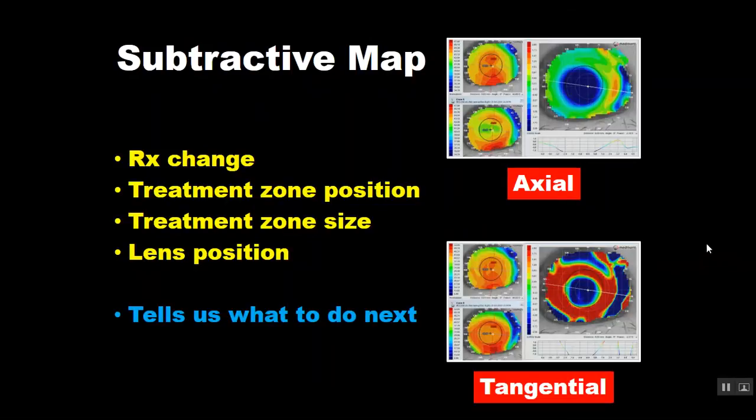Do we have the treatment zone position that we desire? Do we have the treatment zone size that we desire? Do we have the lens position in the closed eye environment that we want? And then, are we achieving the refractive change? So we don't have to do a refraction post-treatment. We can just look at our topography to understand the amount of myopic shift that we've created.